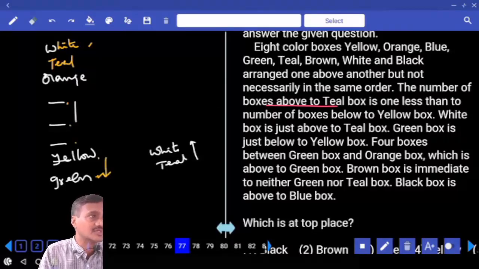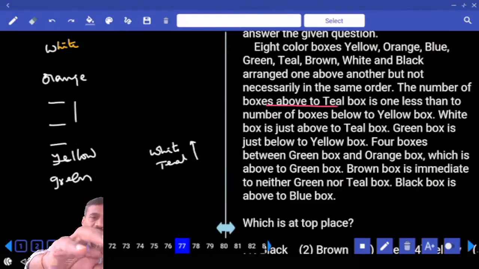0. 1 - 1 is 0. But here we are having equal, hence white and teal cannot be at the first two places. Are you following this one or not? Then what is the next case we have?